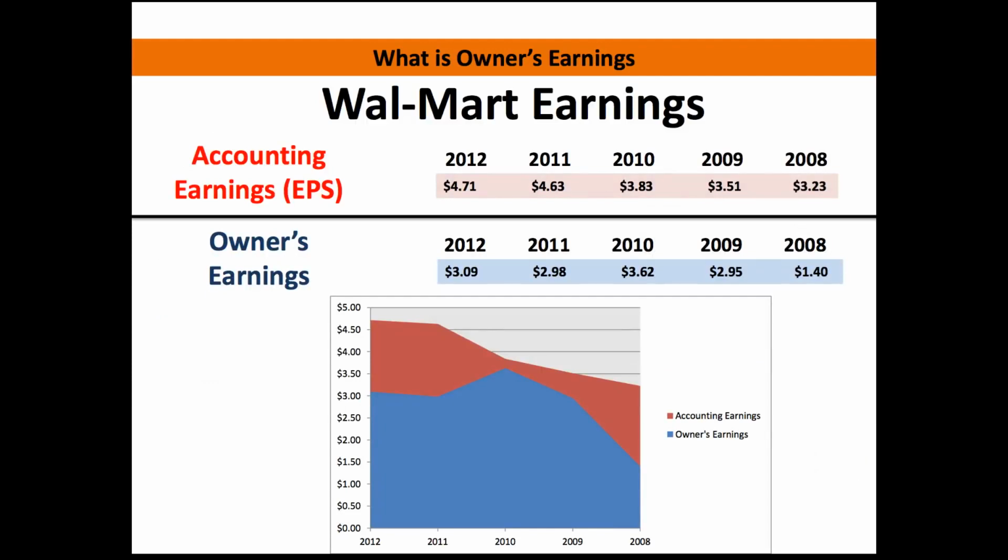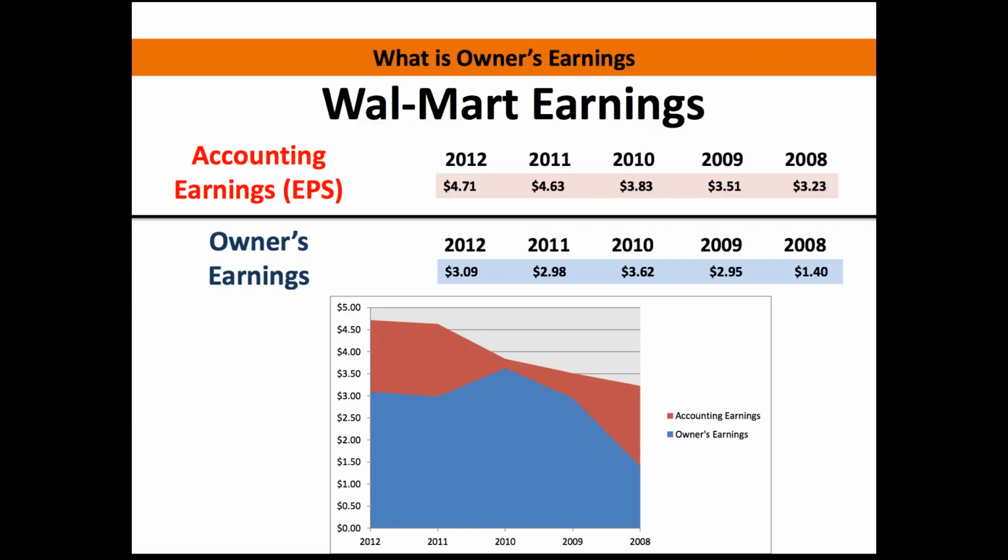At the top we have the accounting earnings, and underneath that we have the owner's earnings that we just calculated. Now, instead of looking at the difference in the numbers, I made a little chart so it's more visual for you to see the difference between the two. When you look at the chart, the blue is the owner's earnings. The red is the accounting earnings.